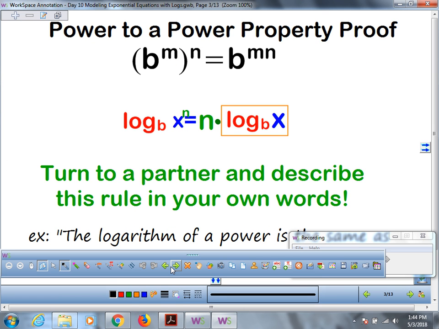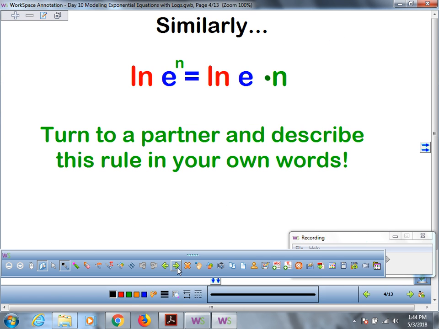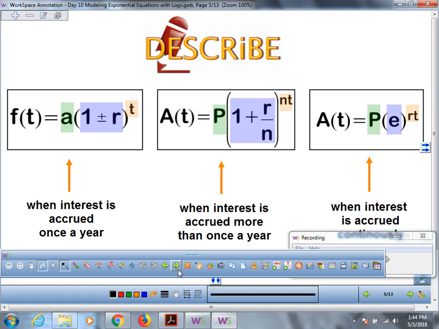Okay, so yesterday we talked about these three equations here. When interest is accrued once a year, we use the one that we've already been using, right? Also with the problem that's decaying, we would use this problem here. When interest is accrued more than once a year, then we have to actually divide it by how many times in a year. So semi-annually would be divided by 2. Accrued. Accumulated.